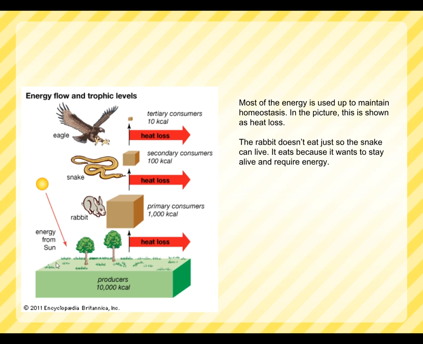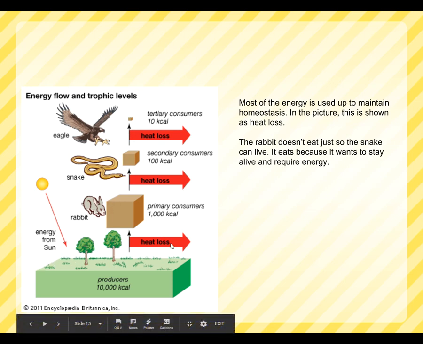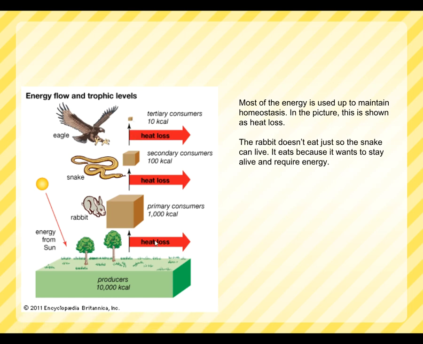And so an energy pyramid looks more like this. It's kind of a curved line. Looks kind of like exponential growth or decay. But this is an energy pyramid. It shows energy loss for each step of the food chain.